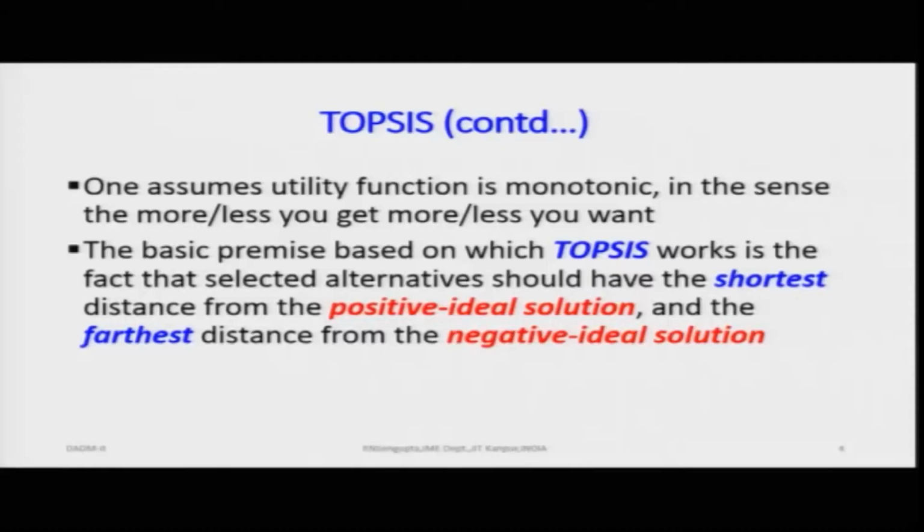The basic premise on which the TOPSIS method works is that the selected alternatives, that means A k and A l, which we are taking, and these are the sets of all combined alternatives from 1 to m, should have the shortest distance from the positive ideal solution and the furthest distance from the negative ideal solution.